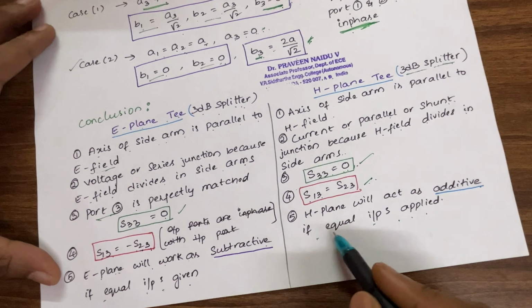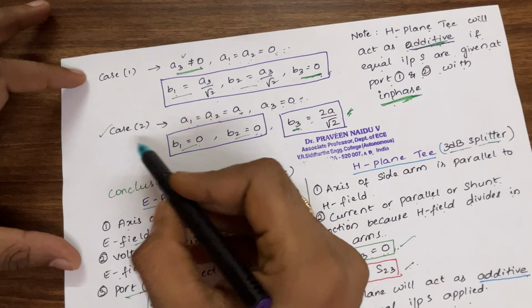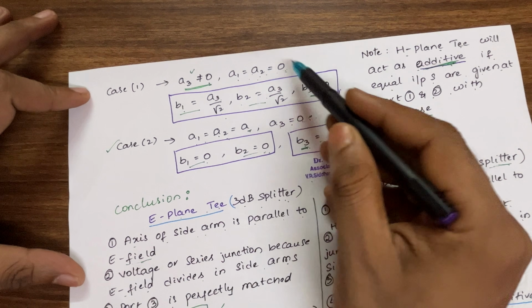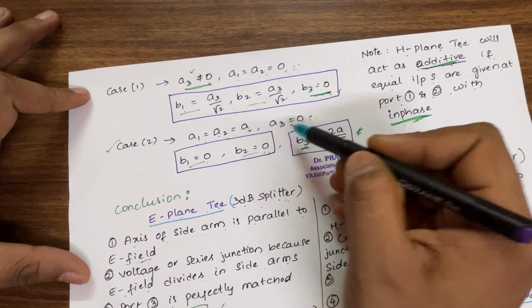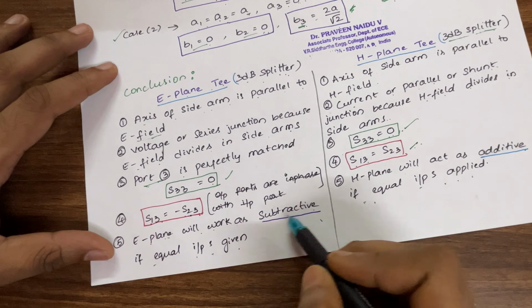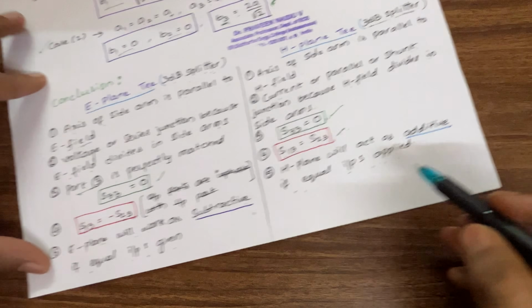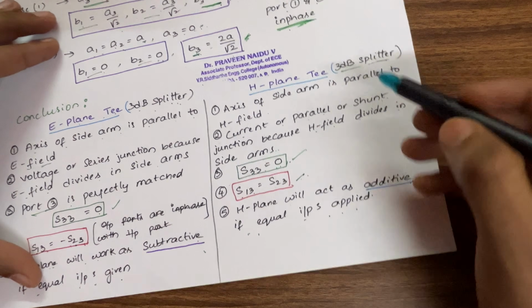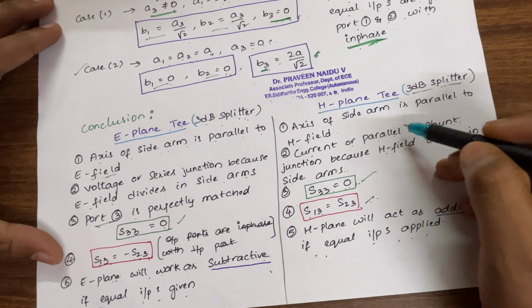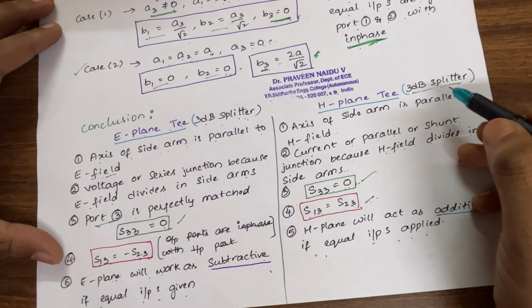This particular case we have seen under different input signals like A1, A2 and A3. So we can use it as a subtractive for the E-plane T, and as an additive for the H-plane T. So this is about E-plane T and H-plane T under T junctions.